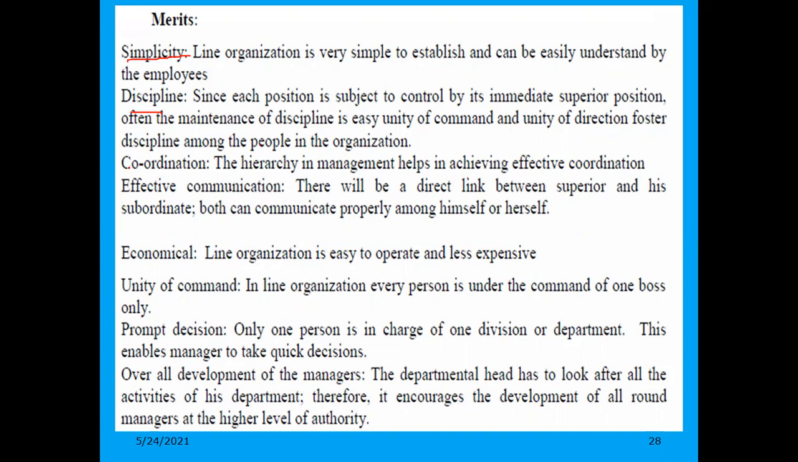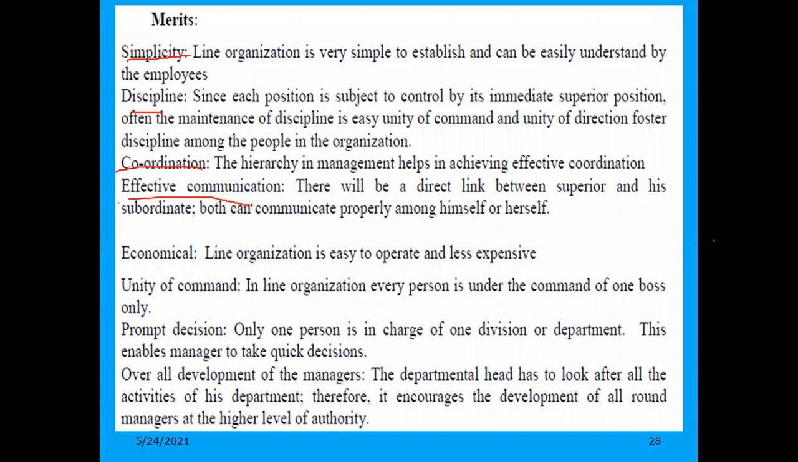Next one is coordination process. The hierarchy in the management helps in achieving effective coordination. So you can achieve your coordination concept. Next one is effective communication. The direct link should be there between the superiors and the subordinates. Both can be communicated properly among themselves.